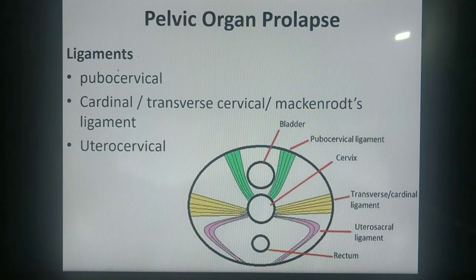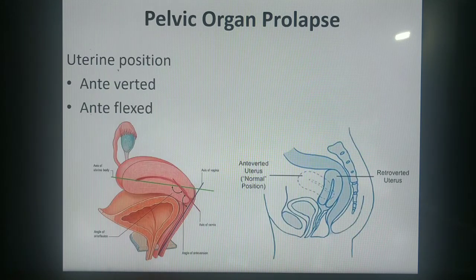The ligaments provide strong support as they are tough structures and form a sling around the level of the internal os, and are also attached to the vaginal fornices, attaching them to the lateral pelvic wall on all sides, that is anteriorly through the pubocervical ligament, laterally through the cardinal or transverse cervical or Mackenrodt's ligament, and posteriorly through the uterosacral ligament. Thus it holds the uterus and the apex of the vagina in its place, preventing their descent during strains of raised intra-abdominal pressure.